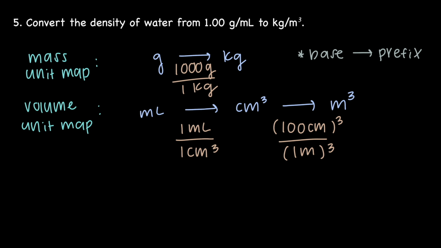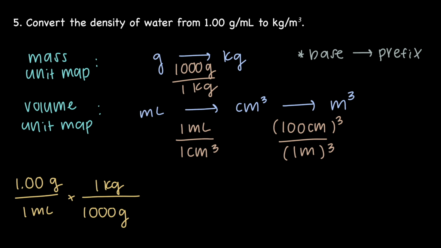Setting up the conversion, we start with 1.00 grams over 1. We could cancel out grams first or milliliters first. Any order will be okay. I will start by canceling out grams first. In the next fraction, 1,000 grams goes on the bottom and 1 kilogram on the top. Grams cancel out and we have our end unit kilograms that we need.